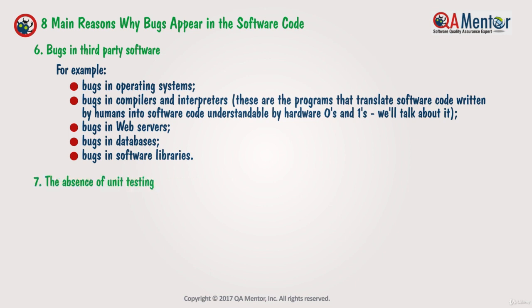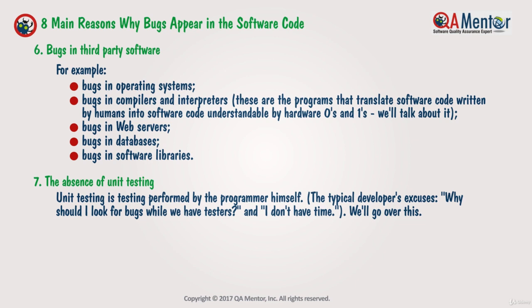7. The absence of unit testing. Unit testing is testing performed by the programmer himself. The typical developer's excuses: why should I look for bugs while we have testers? And I don't have time. We'll go over this. 8. Unrealistic timeframes given to write code. We'll go over this as well.